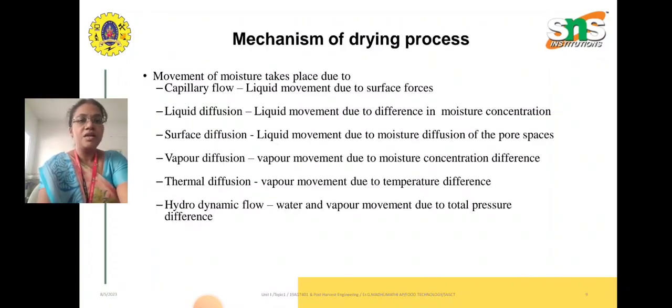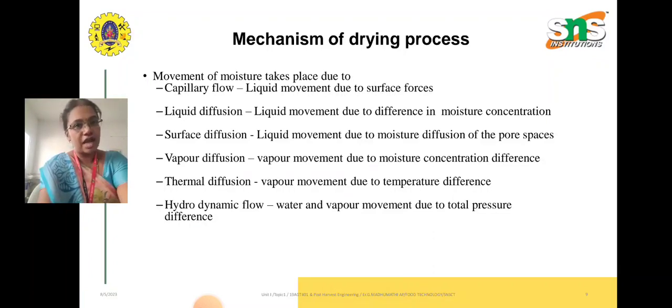So overall, the mechanism of drying process is nothing but movement of the moisture, whatever drying process we adopt. So what happens is, due to the capillary flow, liquid diffusion, surface diffusion, vapor diffusion, thermal diffusion and hydrodynamic flow, all the mechanisms of the drying process take place.